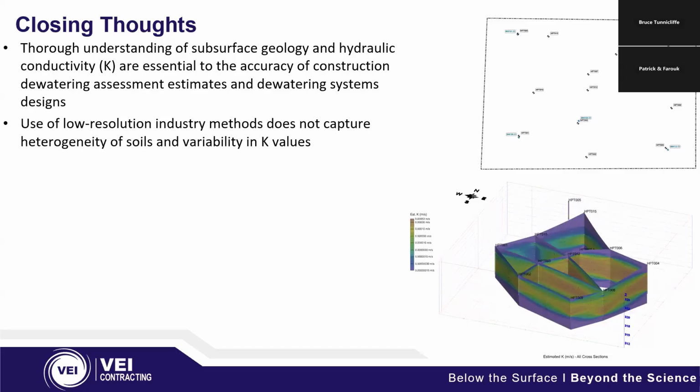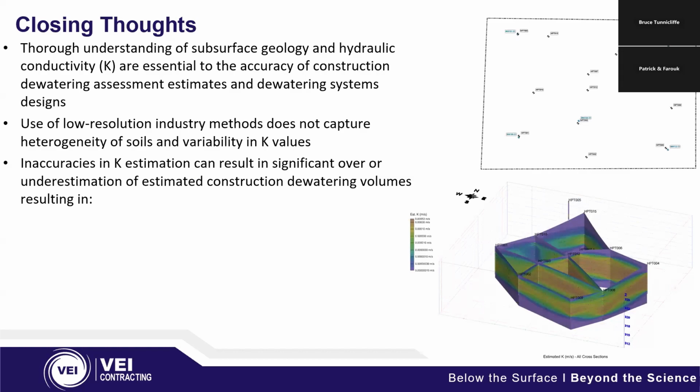If you're using, low resolution in air quotes, slug testing only, you may not capture all the heterogeneity that you might see on the soils of the site that the HPT might be able to pick up for you in real time. So those inaccuracies in K estimation, like we just saw, can have a significant impact on your over or underestimation of your Q volumes that you're going to be getting with dewatering.